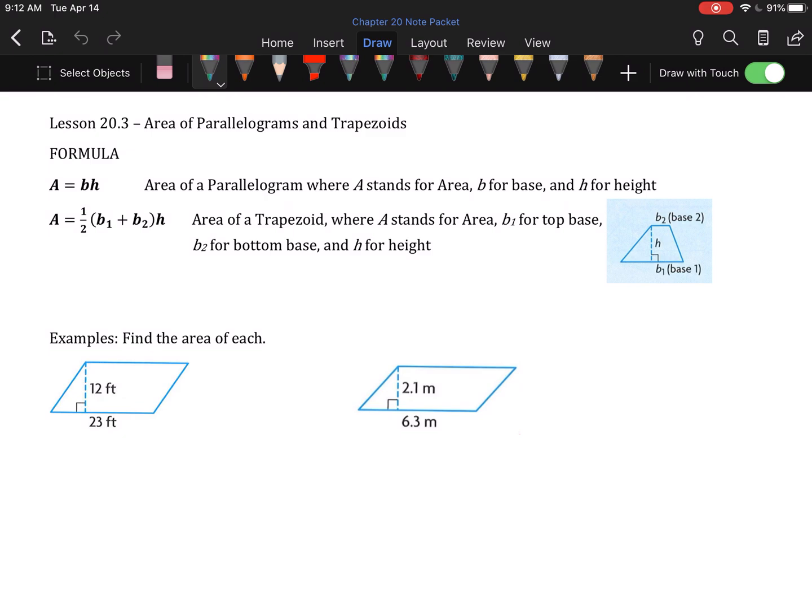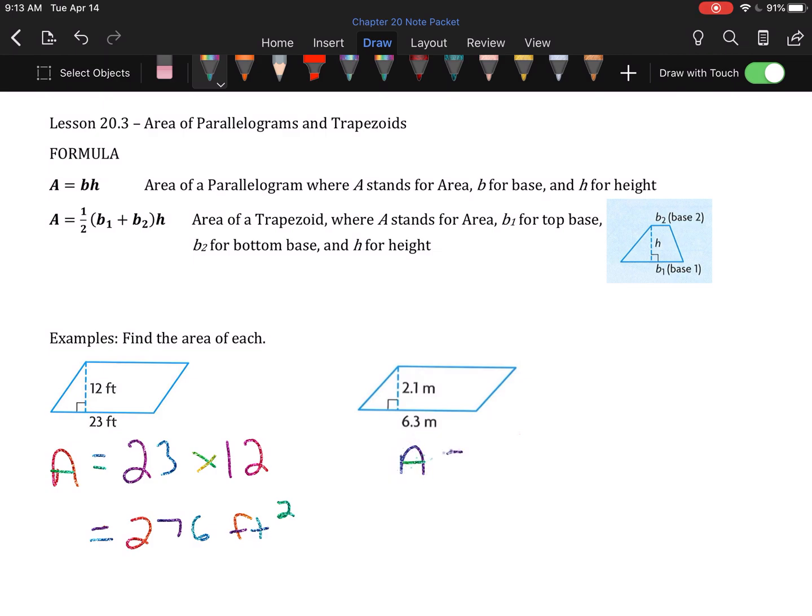First two are parallelograms, which is just base times height. So in the first example, the base is 23 and the height is 12. You can see the height, just like in a triangle, is drawn in on that segmented line in the middle. So all we got to do is 23 times 12 with our handy dandy calculative device, and that is 276. And remember that area is in feet squared, or meters squared, or whatever, units squared.